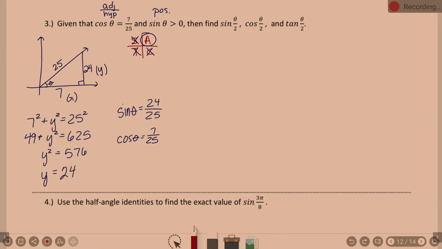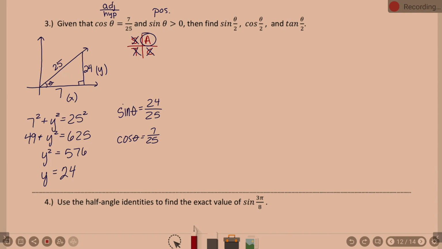We left off with number 3. I kind of said it was going to be similar to number 1, right? They're giving us that cosine is 7/25, which we talked about as adjacent over hypotenuse, and sine is greater than 0, so that's positive. So we are able to set up a first quadrant triangle. That means everything's positive. We were able to find y is 24, or our missing side is 24, the opposite. So sine, opposite over hypotenuse, was 24 over 25. Cosine, adjacent over hypotenuse, was given as 7/25, right?